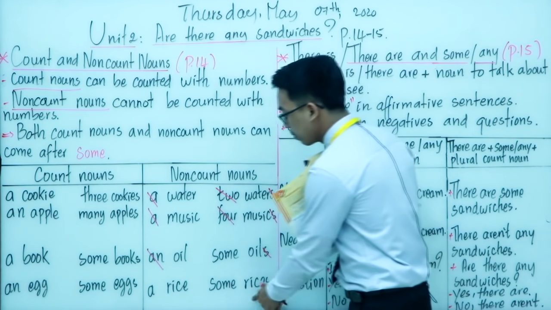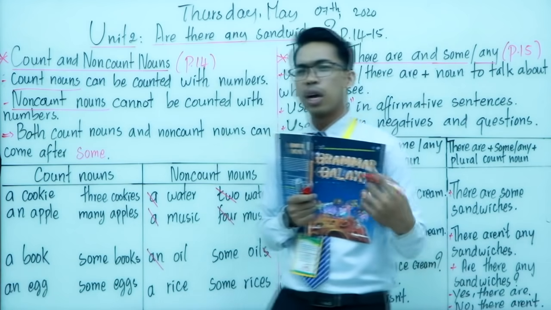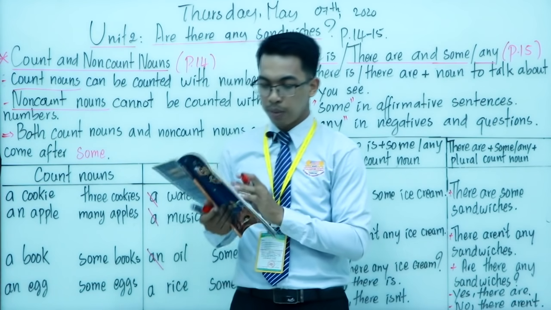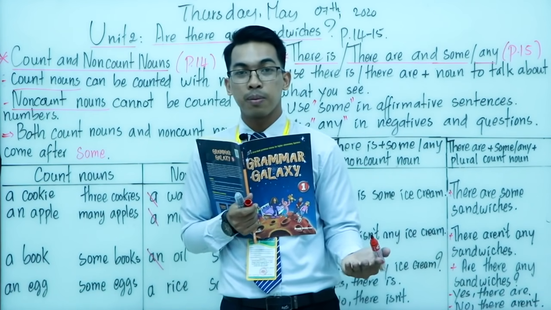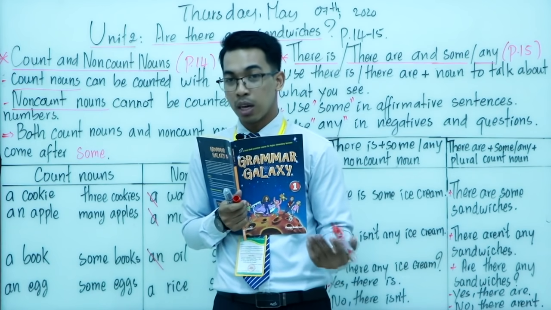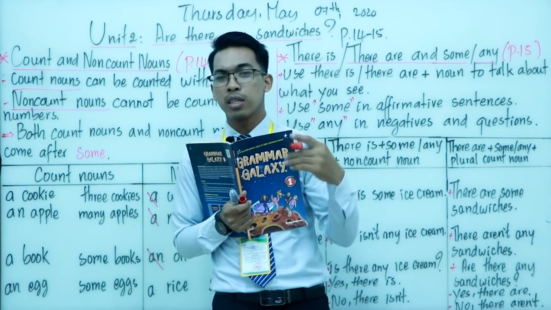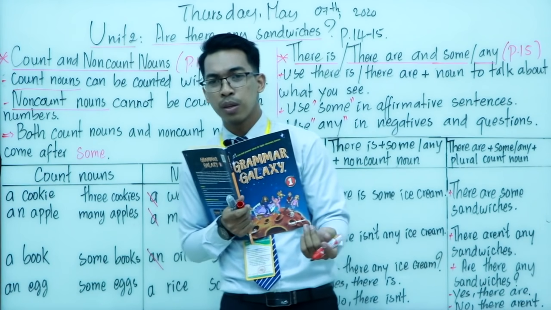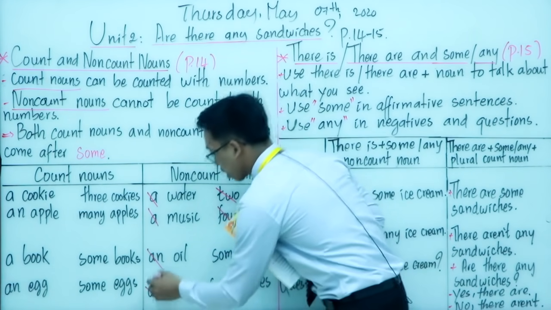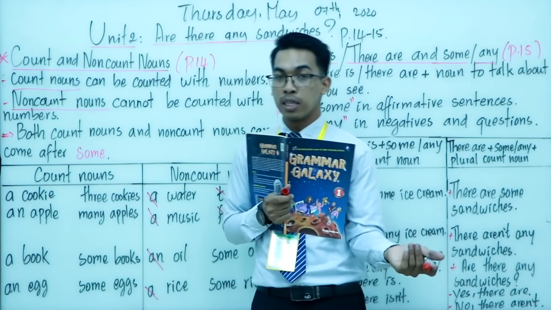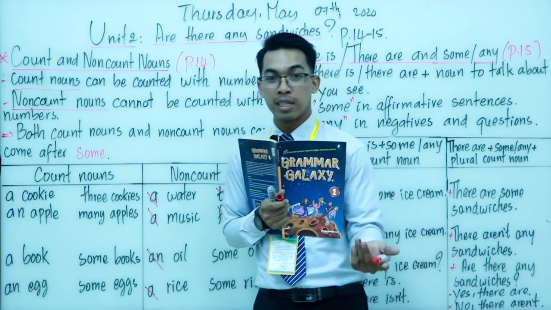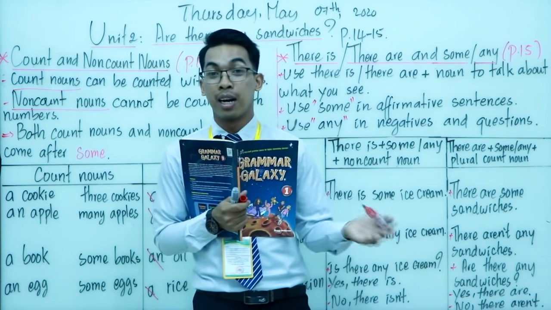And the next one, a rice. Can we use a rice, everyone? Can we use a rice? Cannot. Okay? Cannot. Because, like I said earlier, it is too small. Okay? Too small that we cannot count. So we can use rice. I eat rice, not I eat a rice.